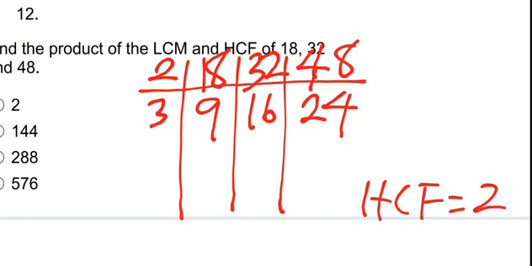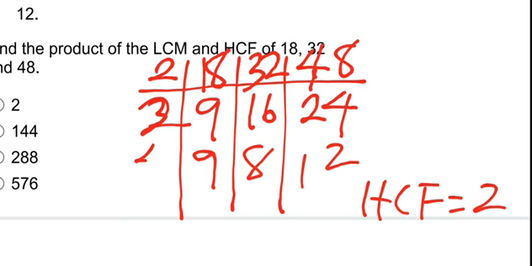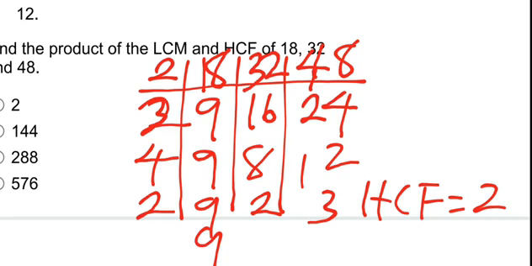2, that is 9, 8, 12. Let's use 4 straight. This is 9, 2, 3. 2 can still go. That is 9, 1, 3. So 3 can go twice. That is 3, 1. Then 3 again. So that means we have 2 times 2, 4. 4 times 4, 16.